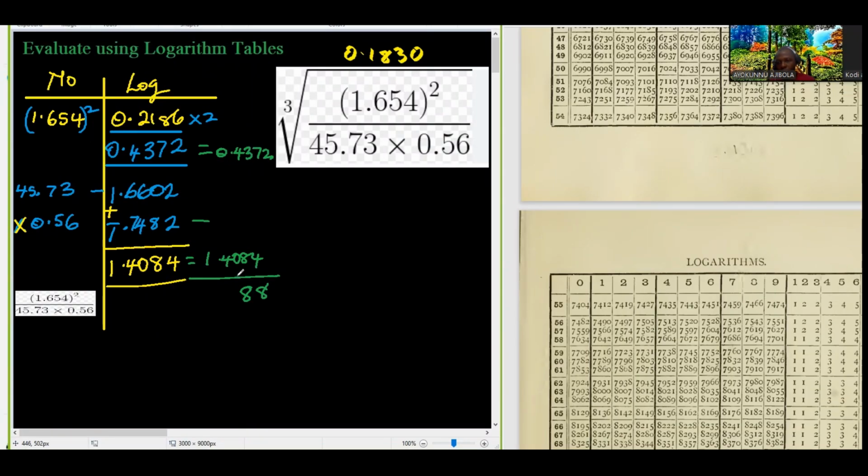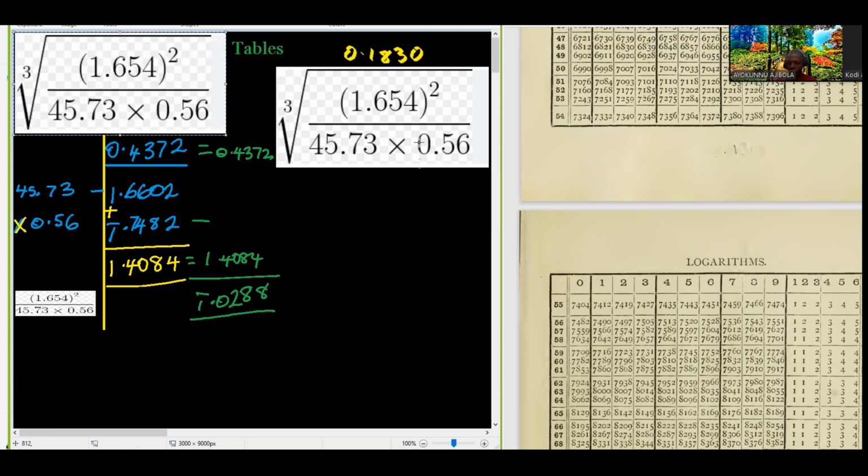So 2 minus 0 is 2. Then 4 minus 4 is 0. Now 0 minus 1 gives me negative 1, which is bar 1. And with this, I want to find the cube root. So the cube root means we will divide by 3. If it is cube, we have to multiply by 3.